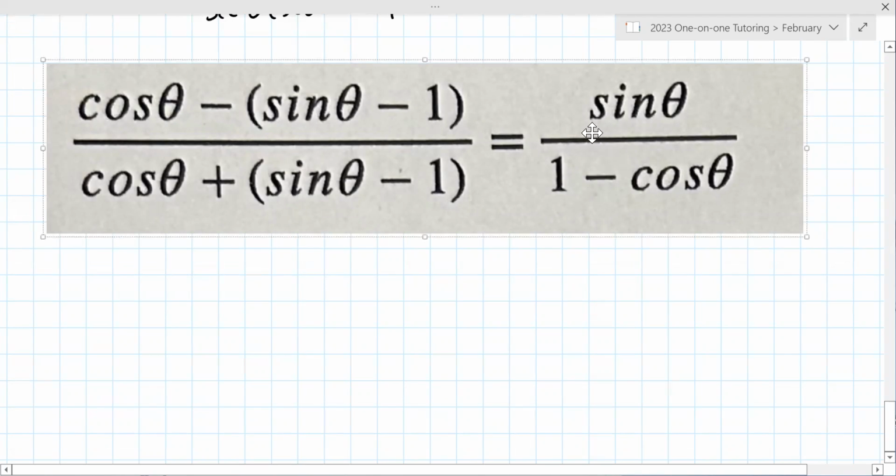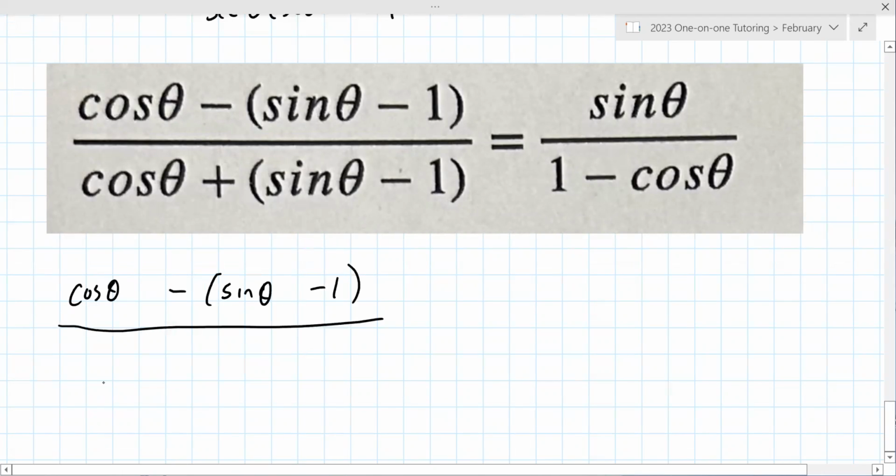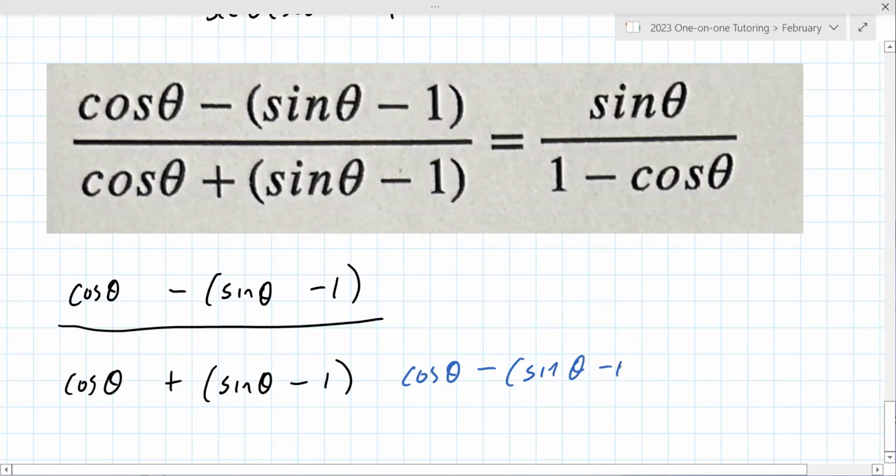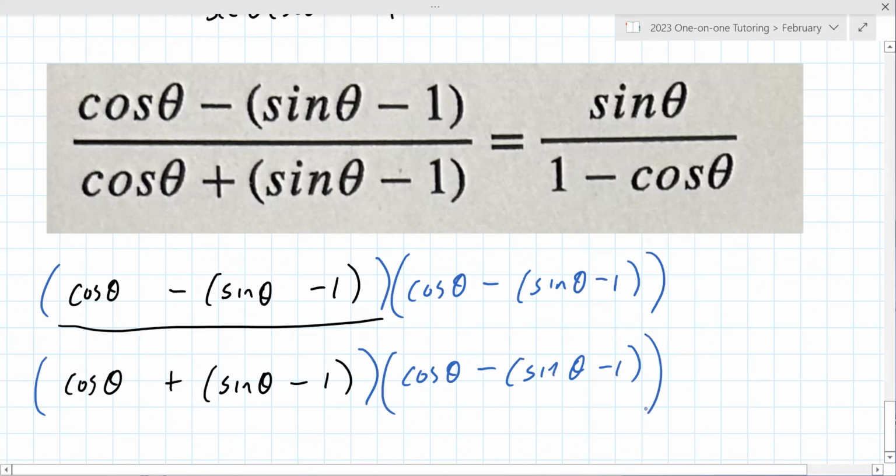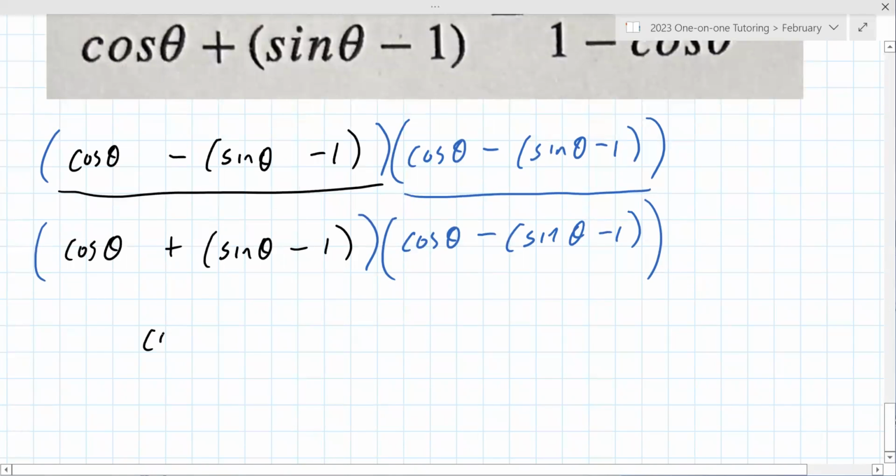All right, so we're gonna work on the left side. The teacher's trying really hard to point out what to do, and it's to multiply by the conjugate of the bottom, which may not make a ton of sense until I show you what that means. This thing in parentheses, you're supposed to treat it like it's a term. So this is cosine theta minus (sine theta minus 1), I believe is the intent here. So the bottom becomes cosine squared minus (sine theta minus 1) squared.